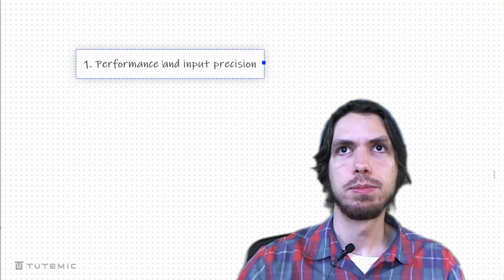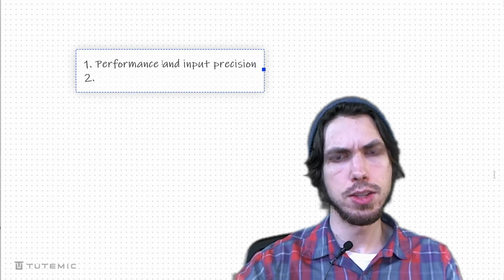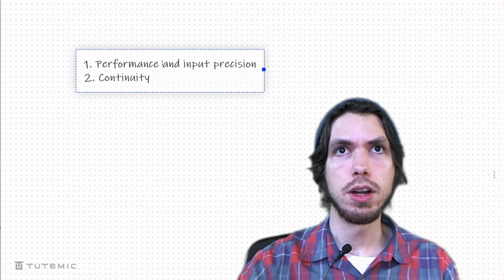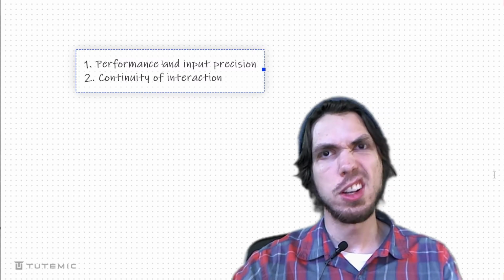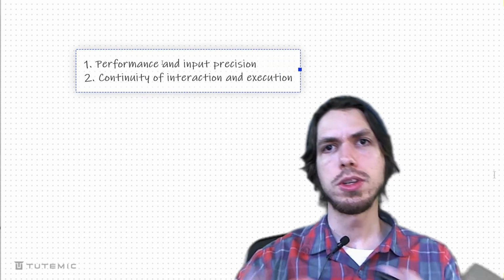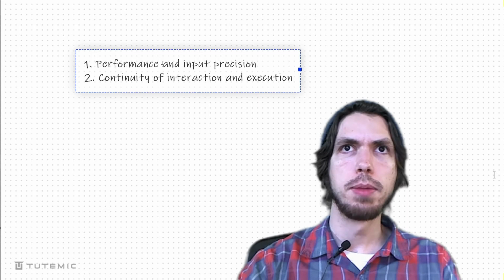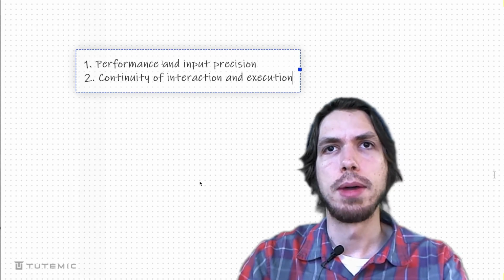And the second thing that makes game programming different is the continuity of interaction. Continuity of interaction. Okay, it's not just interaction, it's really execution. So when we're talking about traditional forms of programming, let's just kind of draw what that might look like.